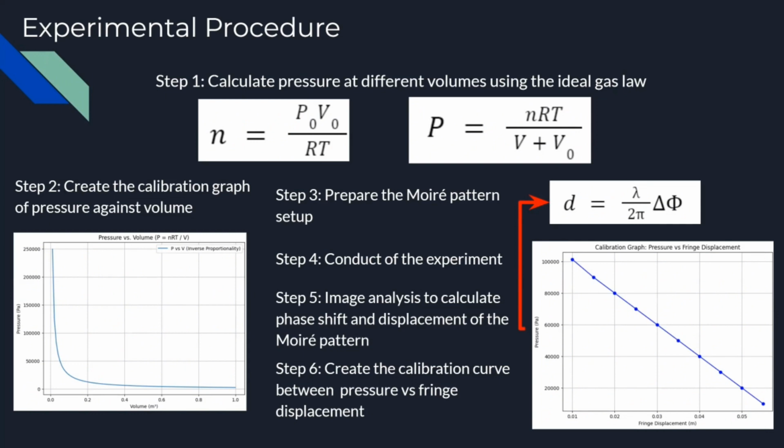To get the displacement of the fringes, we can use the formula on the right-hand side, which is d equals lambda over 2 pi multiplied by delta phi. Delta phi is simply our phase shift, which is calculated before, and also lambda is simply the measured distance between two consecutive fringes in our Moiré pattern. And since we have all the values available to us, now we can calculate for d. And then in step 6, we can use the values of d to create the calibration curve between pressure versus fringe displacement. And we reach the goal of this experiment.